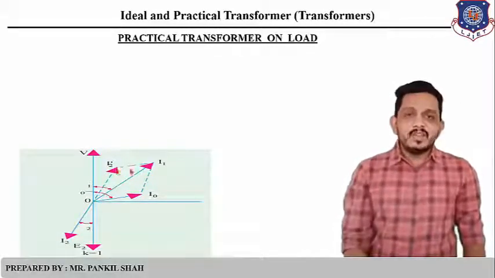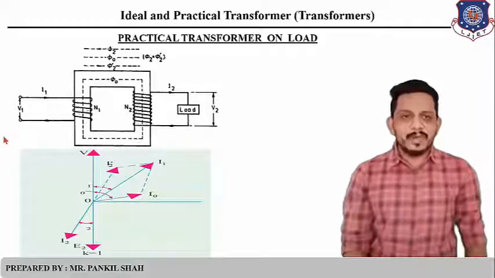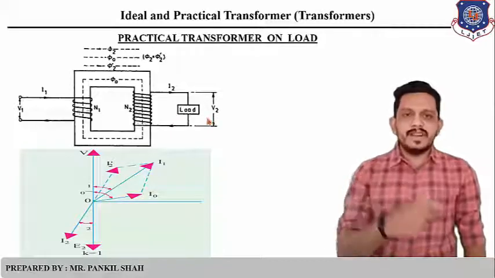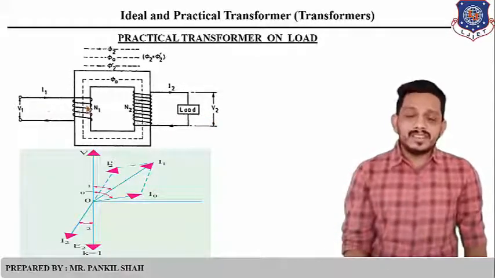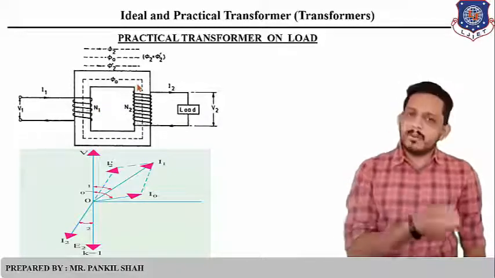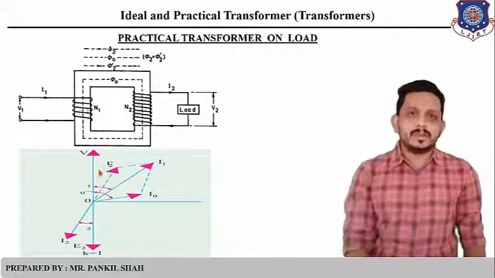So let's talk about the practical transformer at loaded condition, and on this load let's draw the vector diagram. Again, you can see the vector diagram of this practical transformer. Here is the primary winding, here is the secondary winding. We have connected one load here. V1 and V2 are the voltages of the primary and secondary respectively. I1 is the current flowing through the primary winding, N1 is the number of turns of the primary, N2 is the number of turns of the secondary winding, and here you can see that there are three fluxes.